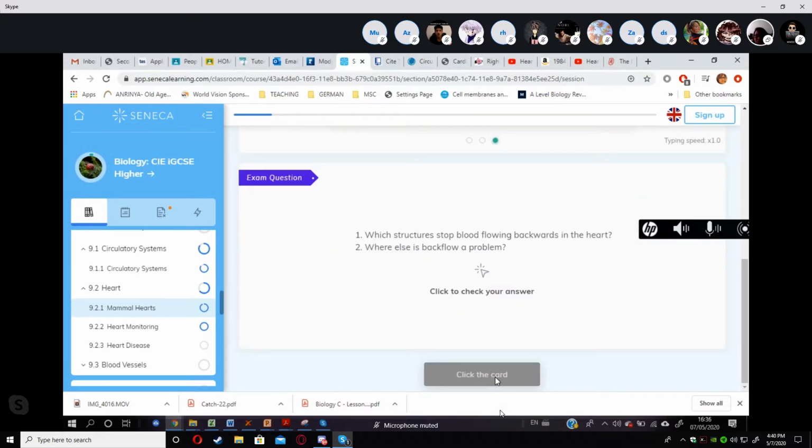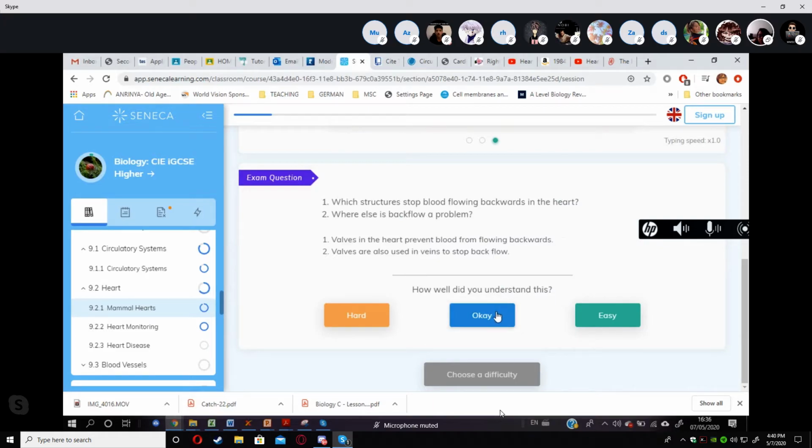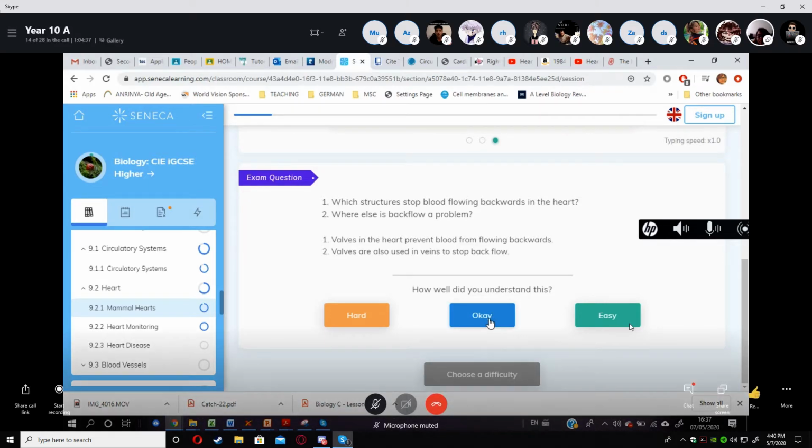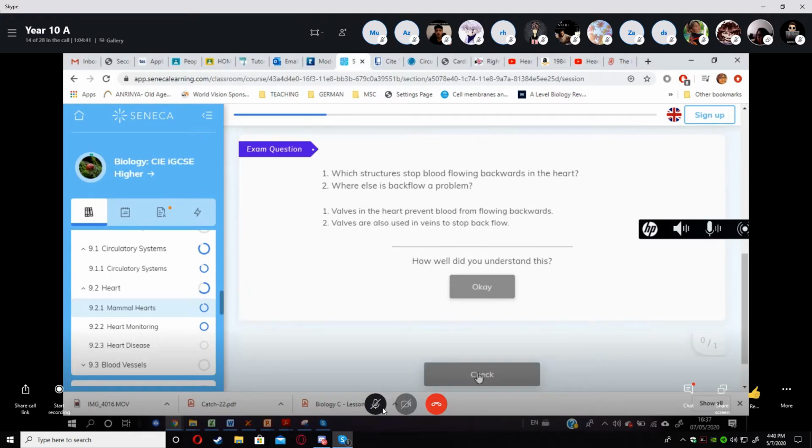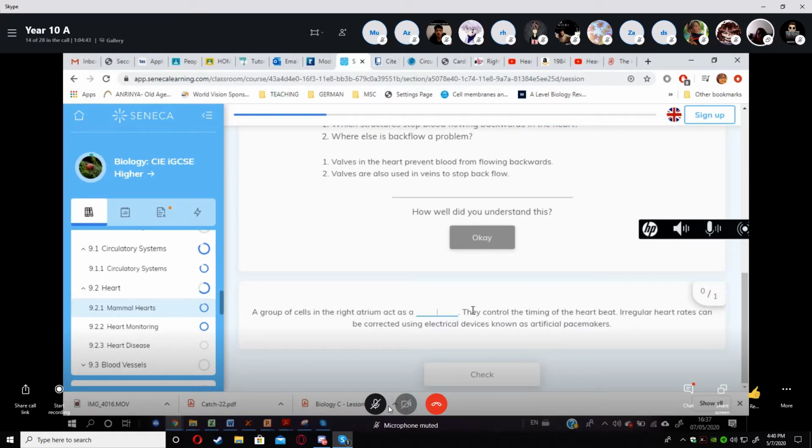Exam question. Which structure stops blood flowing backwards in the heart? What do you think? What stops the blood from flowing backward in the heart? Come on, we know it. It's the valves.